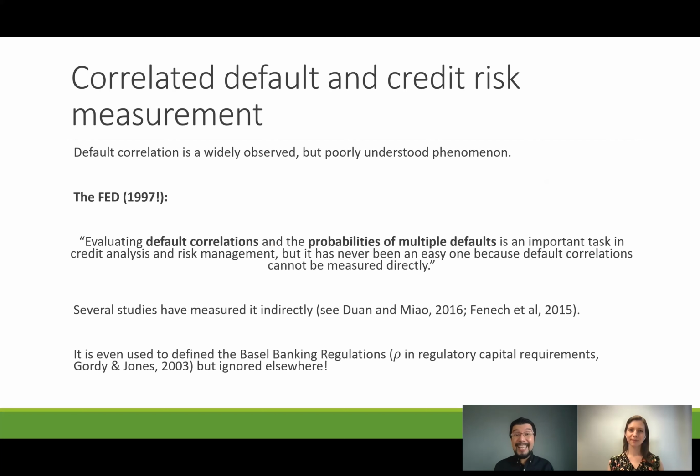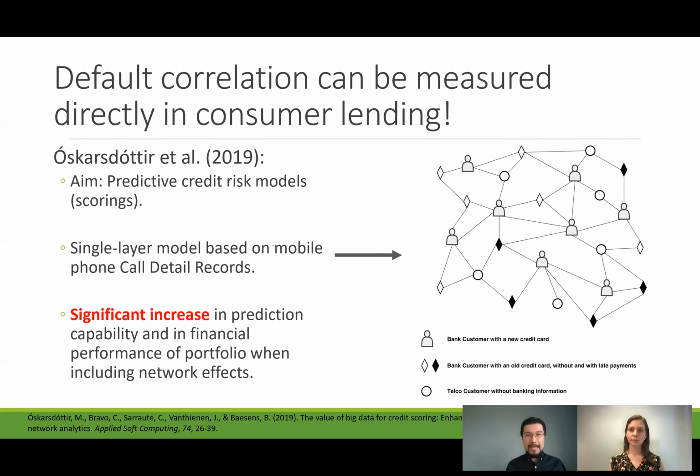Several studies have measured it indirectly, for example, the citations that you can see on the screen. And it is even used to define the Basel banking regulations. The banking regulations that rule the universe in this regard consider a correlation between the assets and the overall economy, the risk factors that are quite controversial because they were measured once at one point in the 90s, and no one really knows whether they should be updated or not, right? What we want to do is this direct correlation measure using some modern data science and network theory. So it can be measured directly.